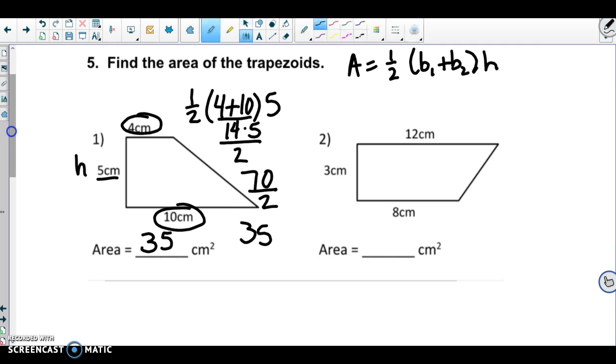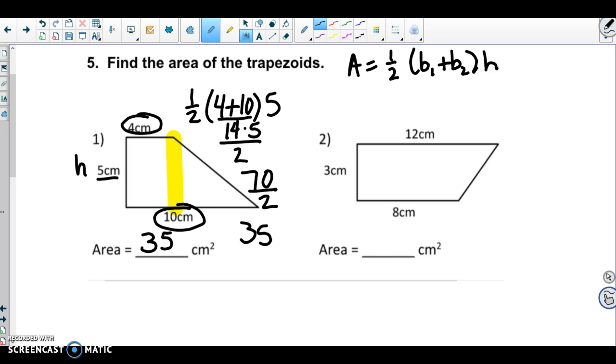The other option would have been to, instead, cut this apart right there and have a rectangle and a triangle, and find the area of each and add those together. That would have definitely been another way to solve that.